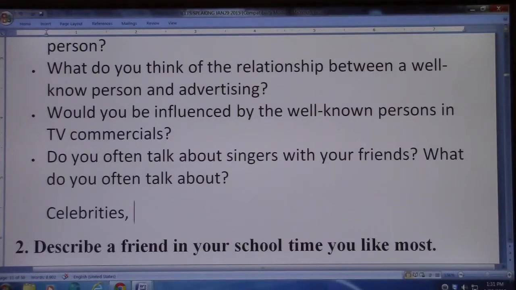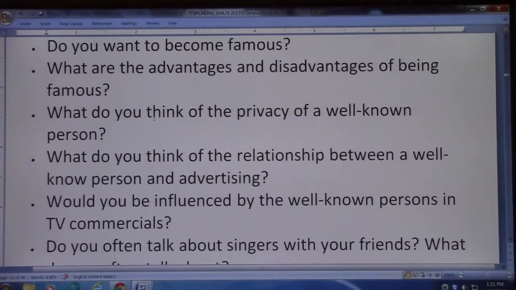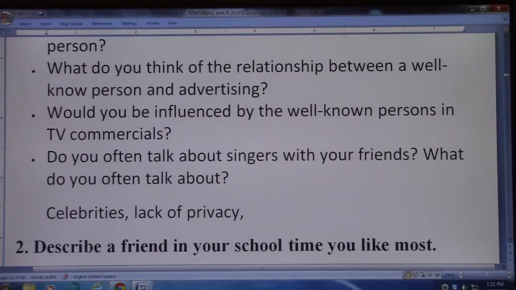We're talking about lack of privacy. They have no privacy, but some people would say, no, I don't want to be famous because I don't want to lose my privacy. I want to live a normal life. That thing we call paparazzi. So paparazzi chasing you left, right, and center. So anywhere you go, they aim their cameras at you.